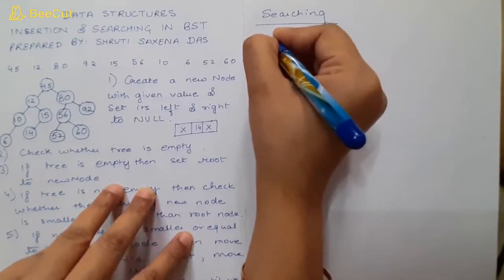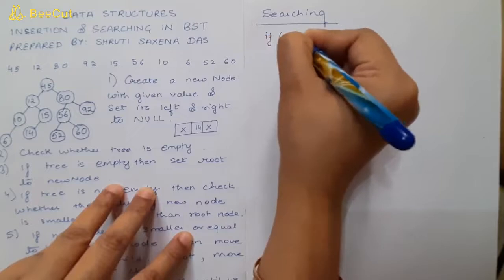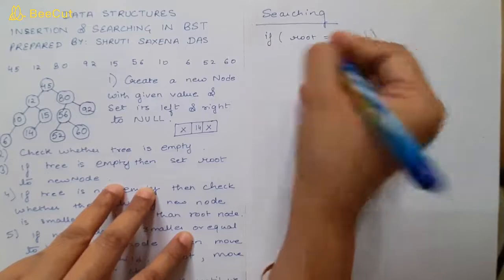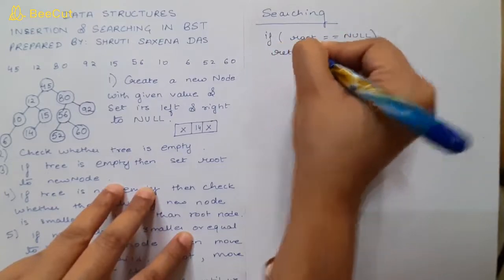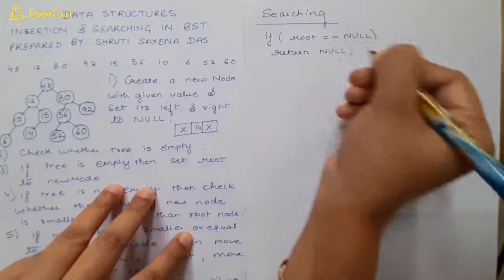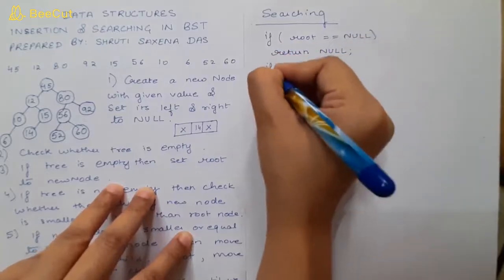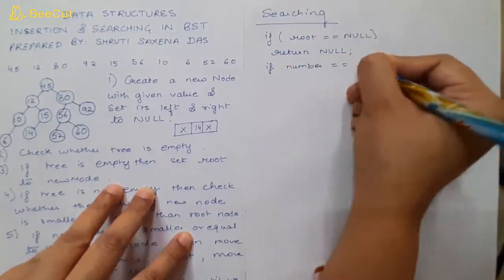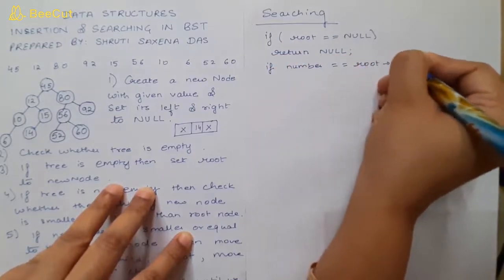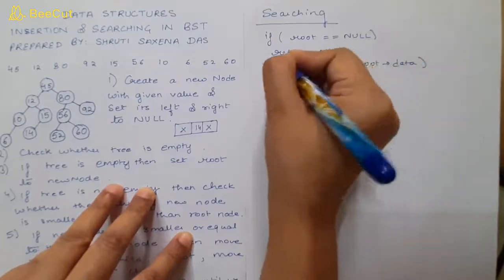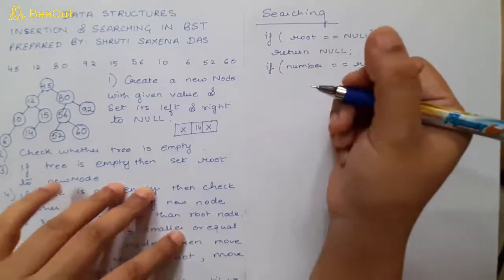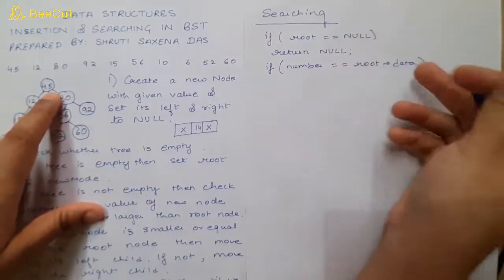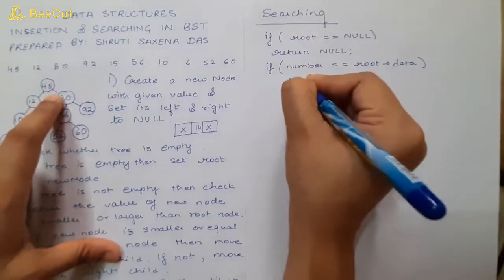You can see that we'll follow this procedure: if root is null, that means the tree is not existing, and if the tree is not existing, you cannot search any node. So simply we'll return null. If number is equal to root data, if suppose the element which you are searching is present at the root node, say we are searching for 45 which is present at the root node, then there itself you can return the root data.